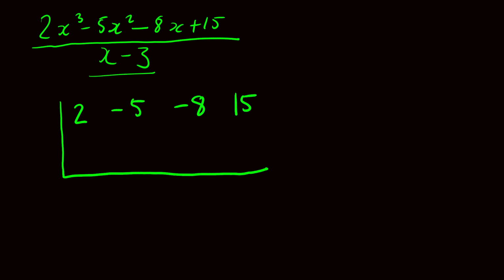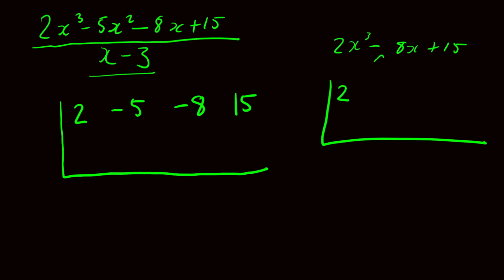Okay, but there's also another case, I guess you could say, that I want to point out. What if you had 2x cubed minus 8x plus 15? Okay, it's the same exact setup, right? 2, okay, but I'm missing an x squared term here. So I just put a 0, right? Because 0 times x squared is 0, so it doesn't really make a difference. And then negative 8 and 15, right?